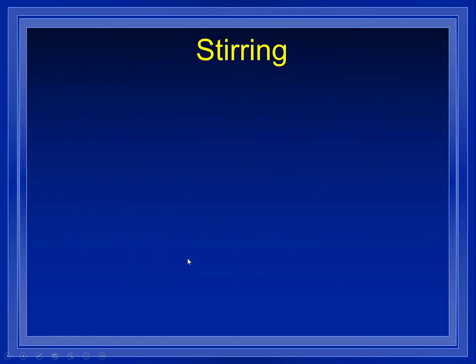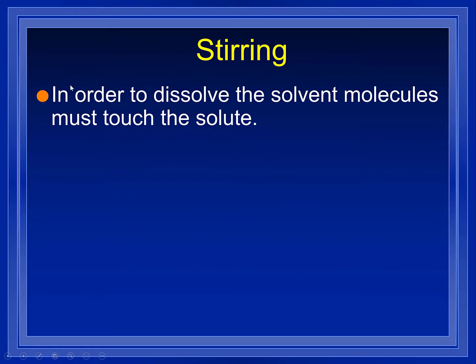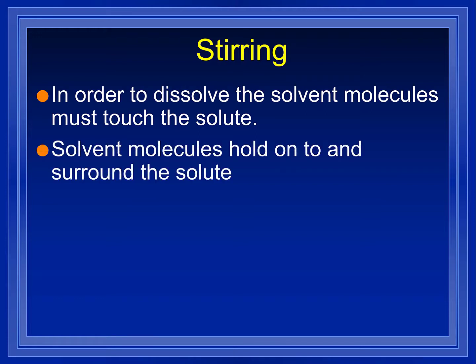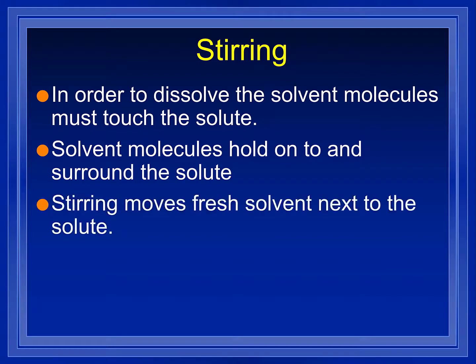Okay, why does stirring make a difference? Well, in order to dissolve, the solvent molecules must touch the solute. Remember, the water has to grab onto the ions and pull them apart. Water has to pull harder than the solid does. So they have to touch each other first. And they can because that's how they're going to hold on and surround the solute.